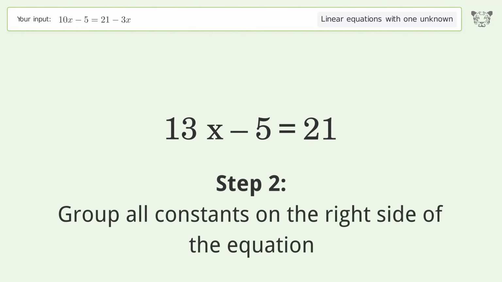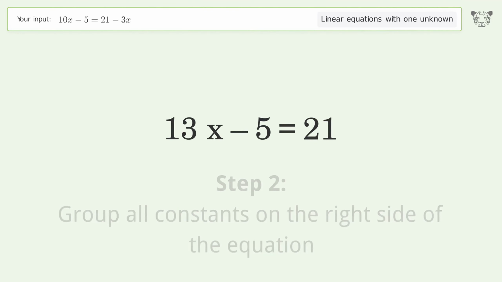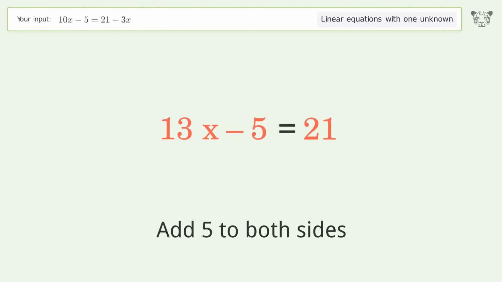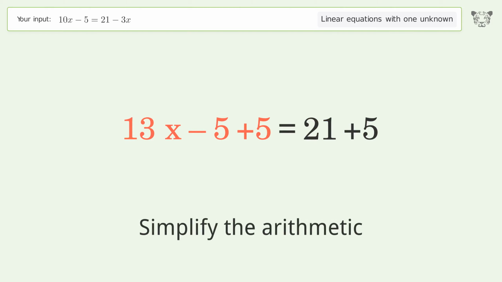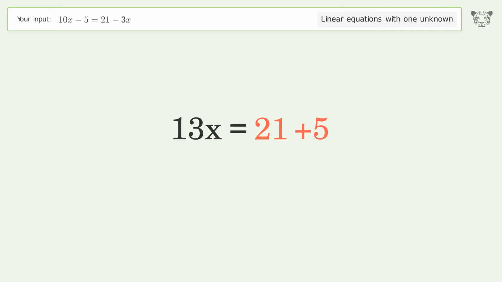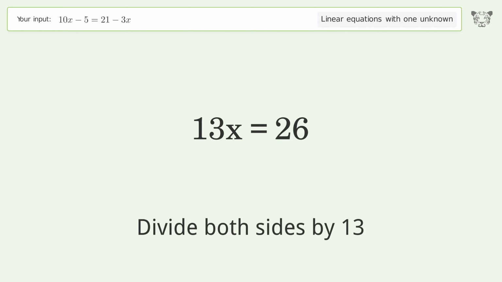Group all constants on the right side of the equation. Add 5 to both sides. Simplify the arithmetic. Isolate the x. Divide both sides by 13.